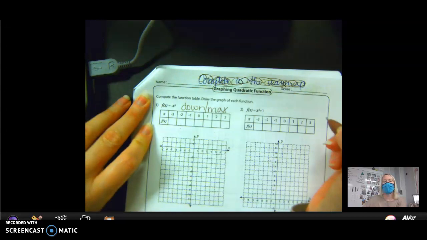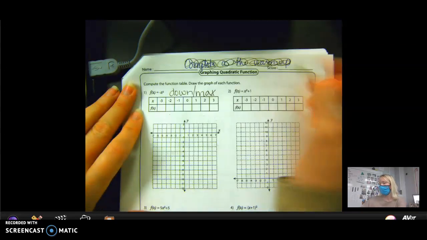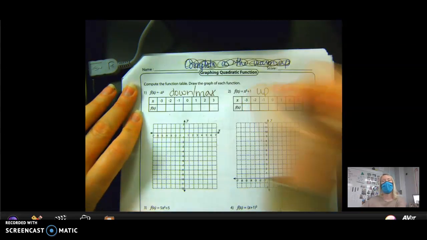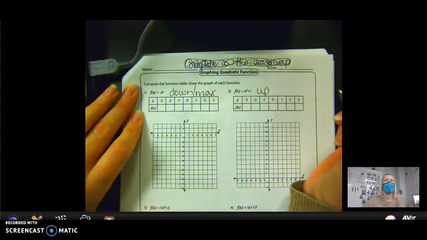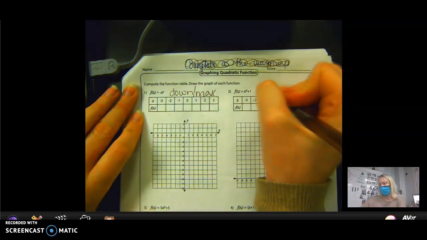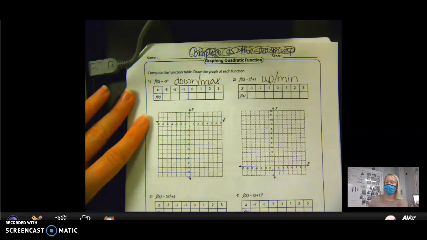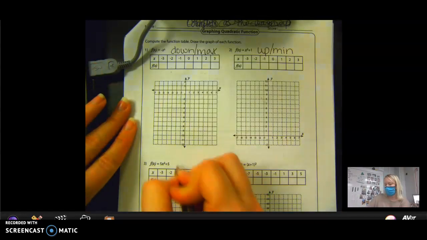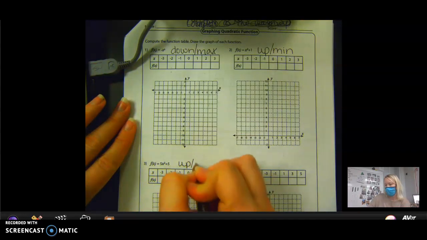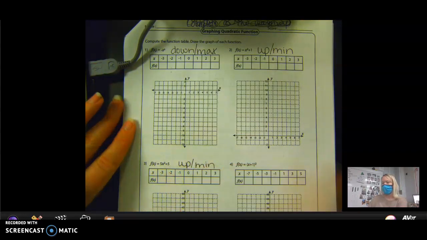Number 2, up or down? Because A is positive. Is that a max or a min? Number 3, up or down? Awesome. Max or min? Perfect. And don't worry about number 4.